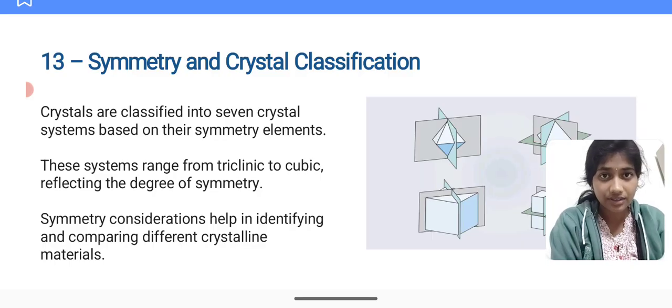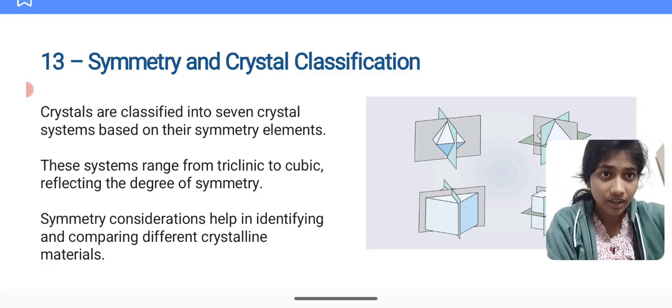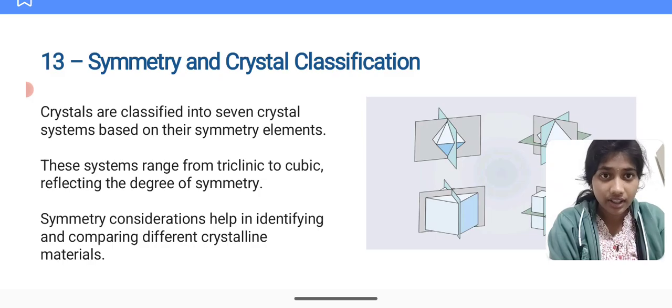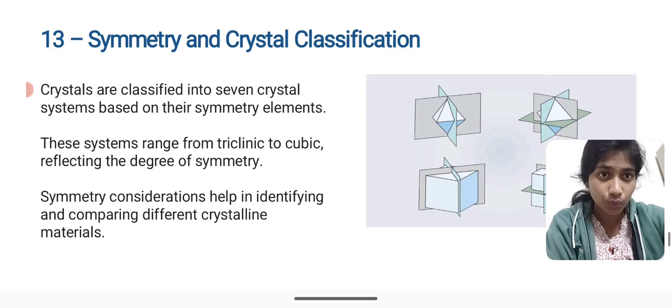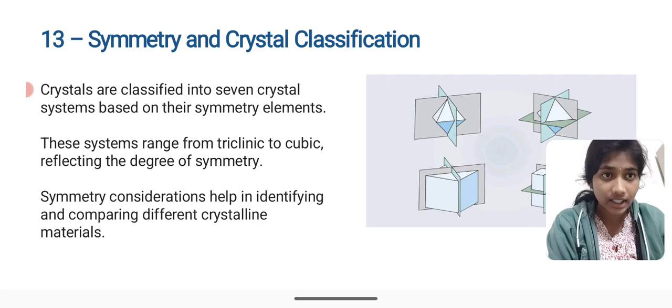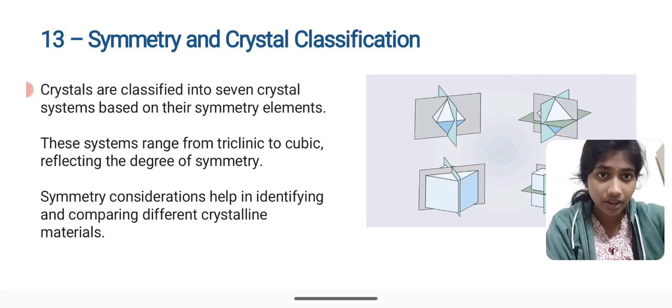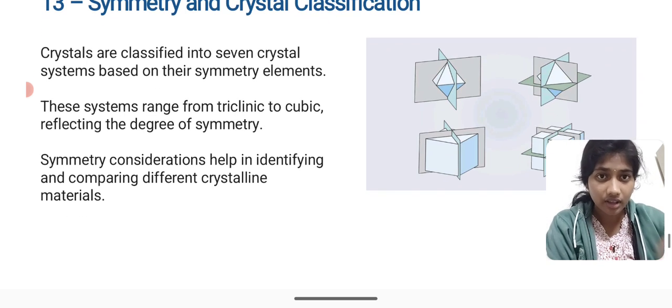Symmetry and crystal classification. Crystals are classified into several crystal systems based on their symmetry elements. The systems are arranged from triclinic to cubic, reflecting the degree of symmetry. Symmetry considerations help in identifying and comparing different crystalline materials. This is the relevant image for symmetry and crystal classification.